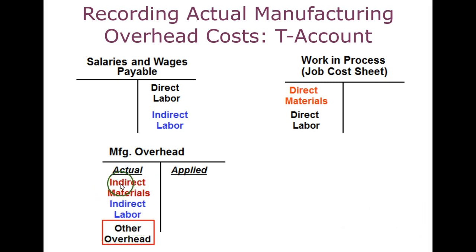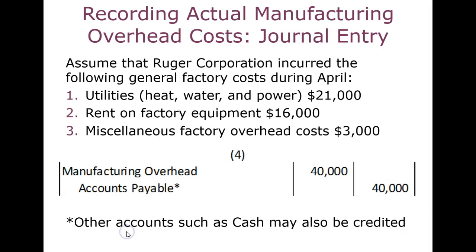But now we are concentrating on the actual overhead cost going in here as debits. We've already placed into here the indirect materials and indirect labor. And now any other cost you might have that would go in here. For example, this could be like utilities, rent, other miscellaneous factory overhead costs. This is sort of a simplified entry for this. They're taking all these, adding them together, and showing you that you would debit manufacturing overhead and credit accounts payable, or if you paid this in cash, you would credit cash at the same time. So your actual overhead costs are debited to the manufacturing overhead account.